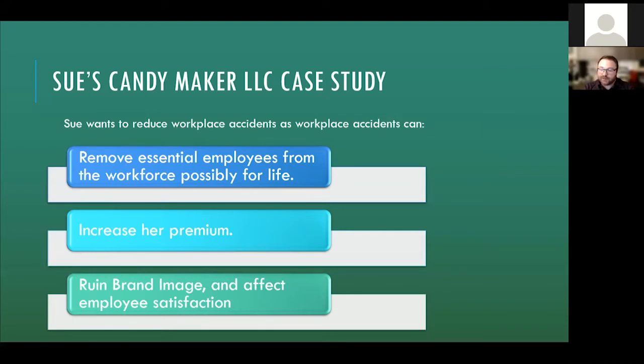We can look at other factors such as our brand image. No one wants to work for an organization that has a reputation for people getting hurt. We also have to look at employee satisfaction. People want to go to a job where they feel safe and able to participate and do their job and then go home.